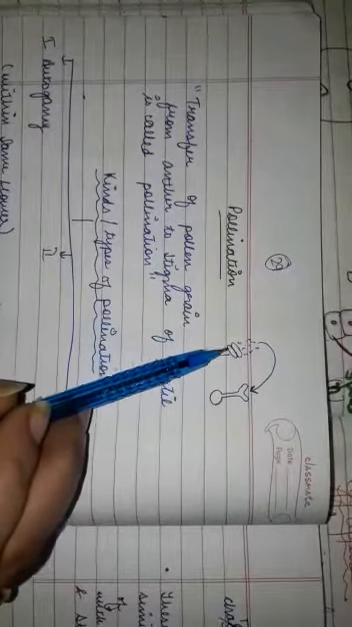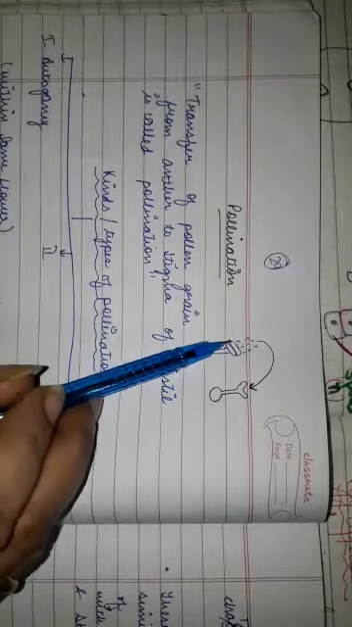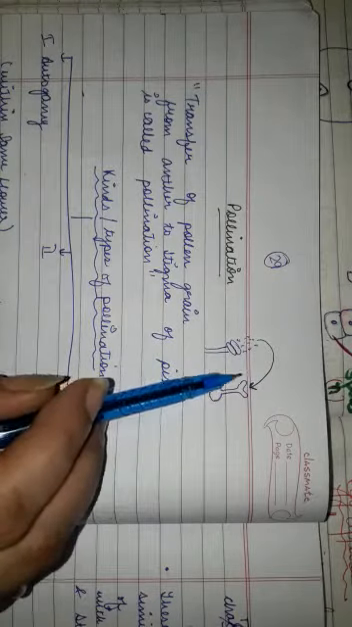Pollination is of different types. The first type is autogamy. Autogamy means if the transfer of pollen grains takes place from the stamen to the stigma of the carpel within the same flower, then this process is called autogamy. It is the transfer of pollen grains from anther to stigma of the same flower.